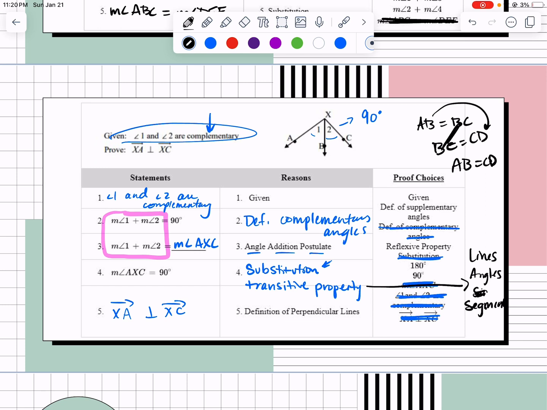When you're dealing with lines, the transitive property is the way to go. When you're dealing with numbers, which we are because we have the measure of an angle, that measurement means we're dealing with numbers. You want to use substitution. When you're dealing with algebra, you want to use substitution. So this is not the transitive property because we're dealing with numbers, measure. At that point, because we know that 90-degree angles are perpendicular lines, we can say these two rays, XA and XC, are perpendicular because of the definition of perpendicular lines.